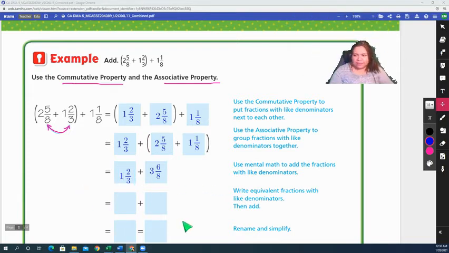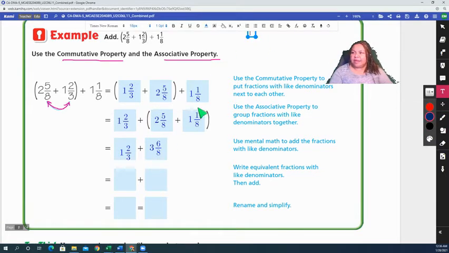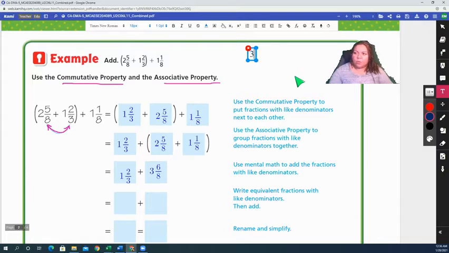Our next step is now to add 1 and 2/3 plus 3 and 6/8. But now we need to find the equivalent fractions because we need to change them so that they have the same denominators. So we're going to write equivalent fractions with like denominators before we can add. So I'm going to list here my multiples of 3 and 8 so that I can figure out what denominator I will be using. I'm going to list my first 5.